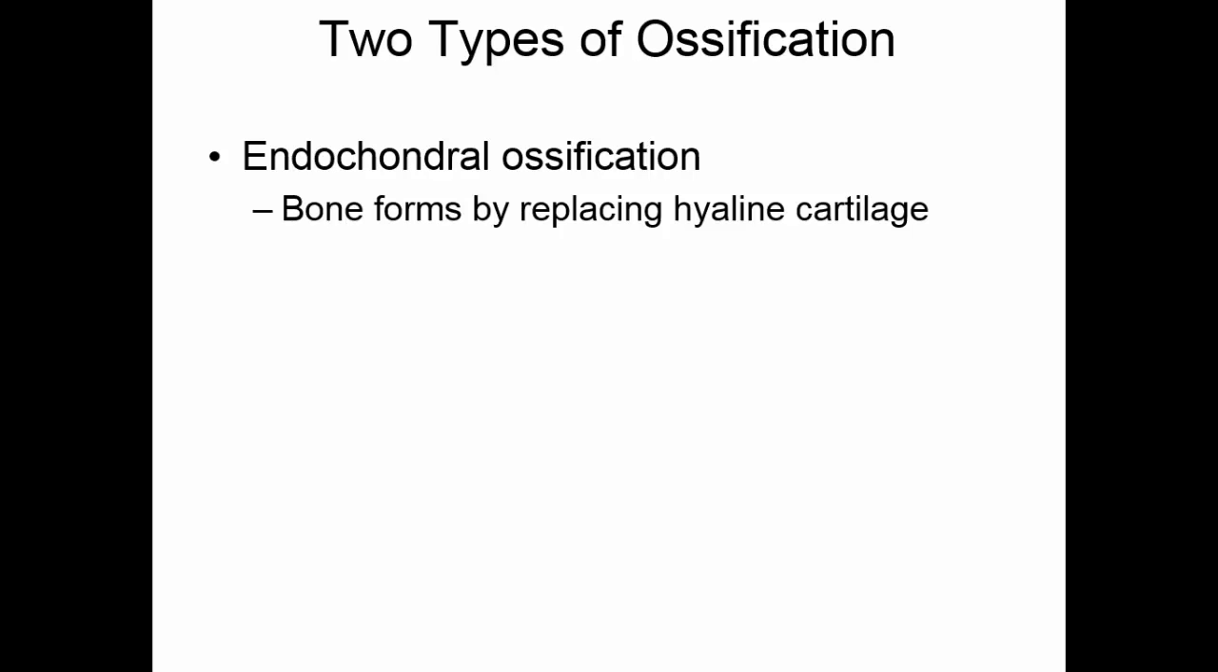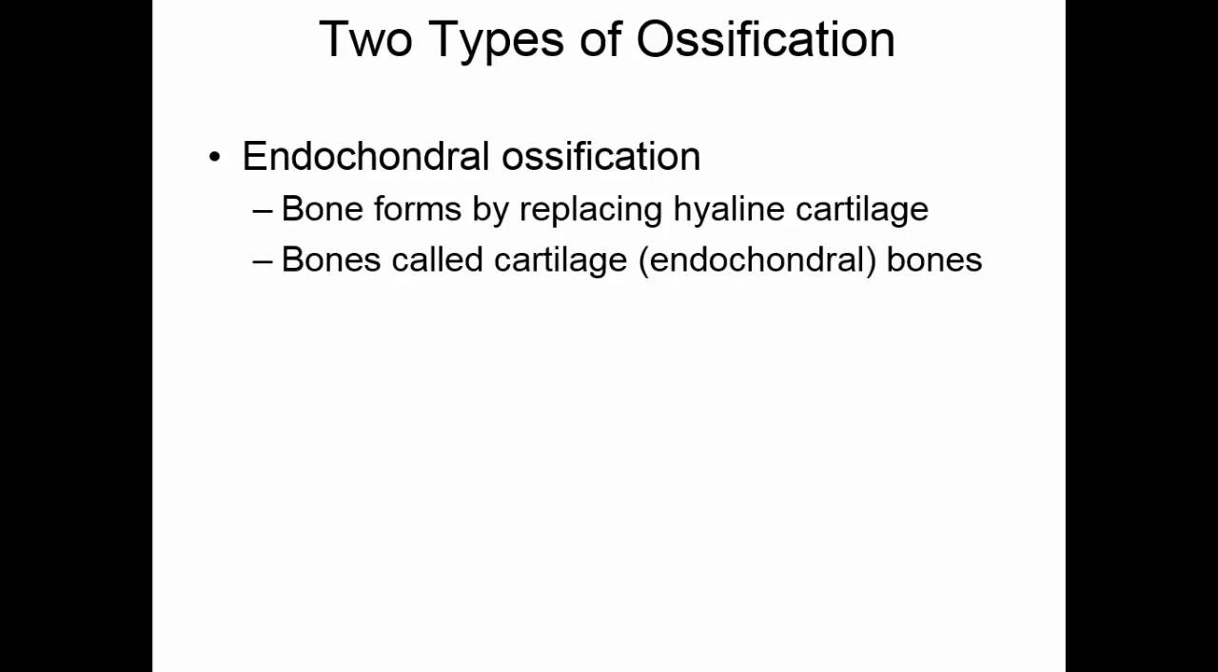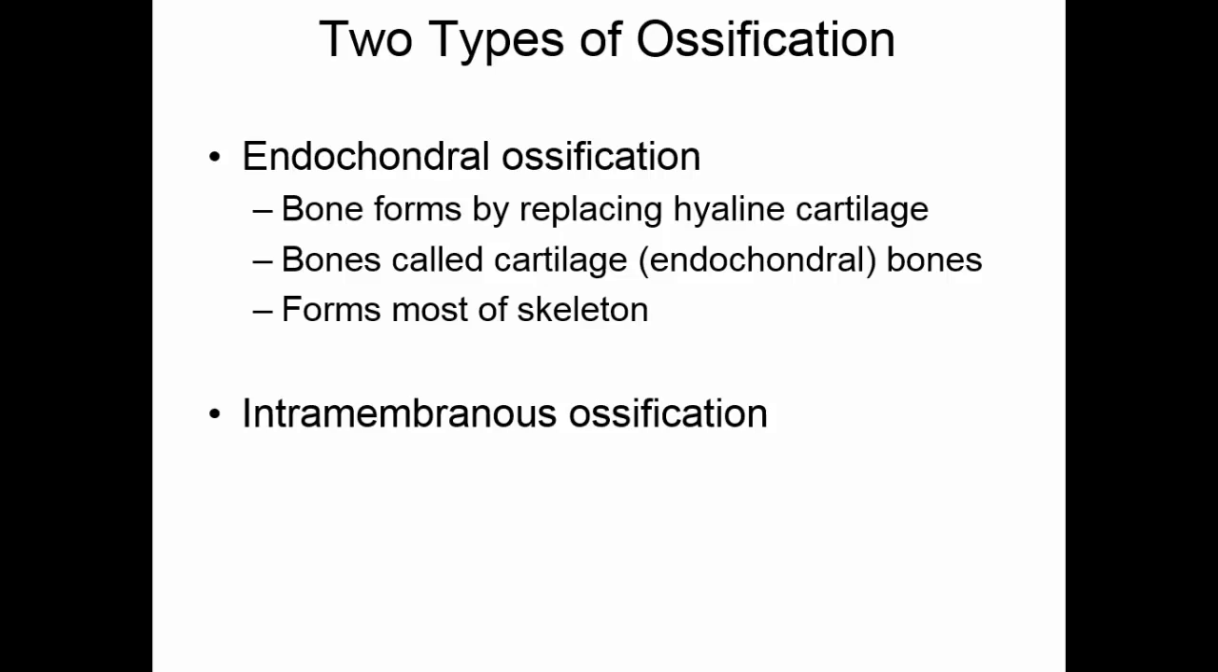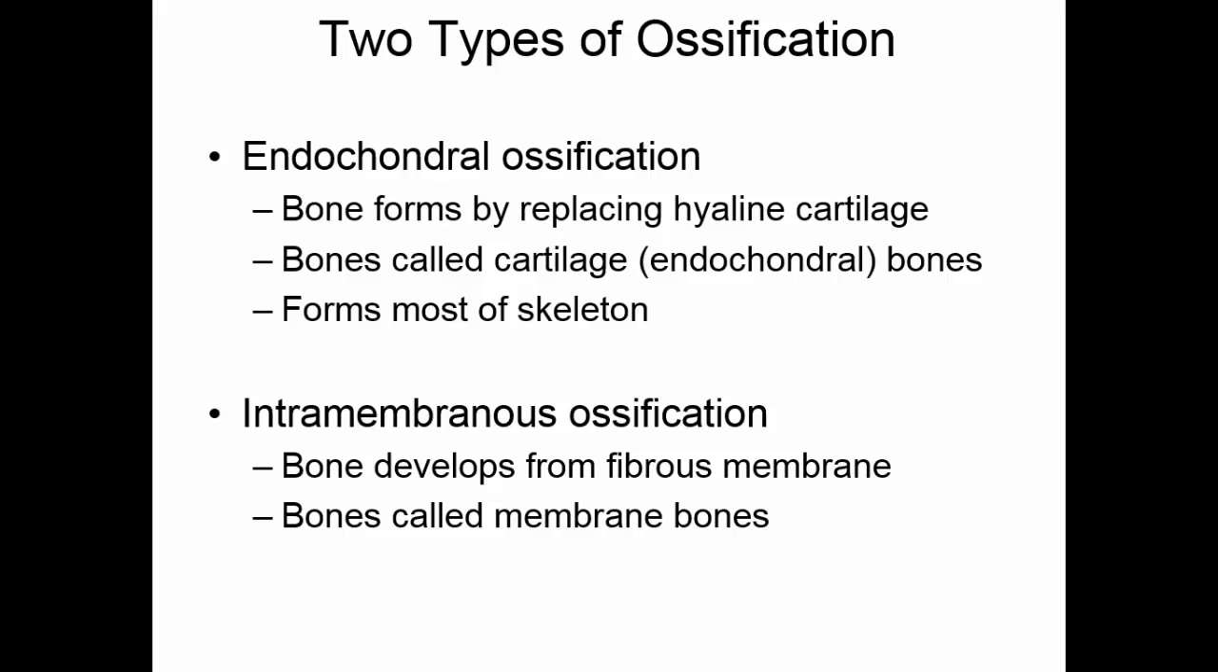There are two types of ossification. Endochondral ossification occurs when the bone forms by replacing hyaline cartilage. The bones are called cartilage or endochondral bones, and this is how most of our skeleton is formed. Then we have intramembranous ossification. Here the bones develop from a fibrous membrane. These bones are called membranous bones. There are a few of our flat bones that develop this way.